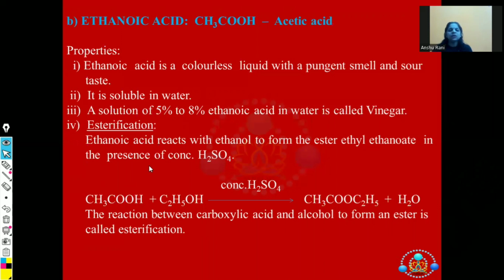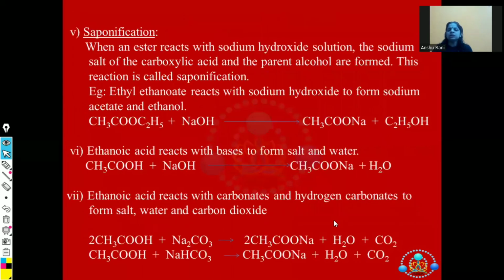Then you are having an esterification reaction. In an esterification reaction, carboxylic acid reacts with an alcoholic group and it leads to esters. In this reaction, this H and this OH, water is removed and you will get CH3COOC2H5. This is ethyl ethanoate. Esters are sweet smelling substances which are used in perfumeries.